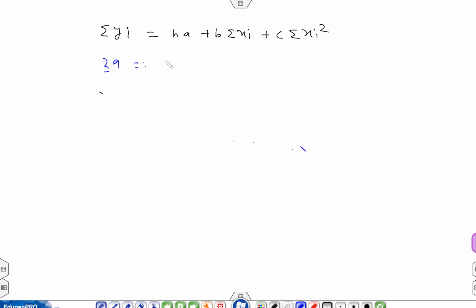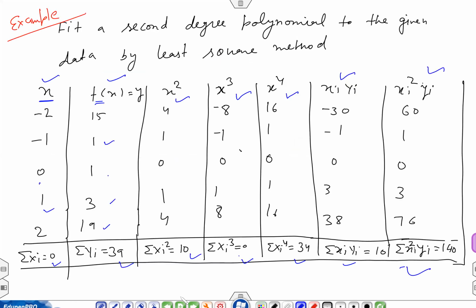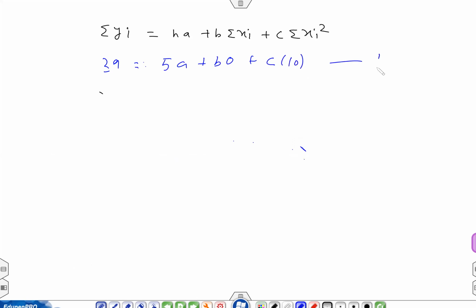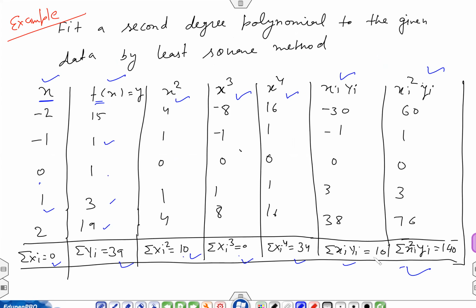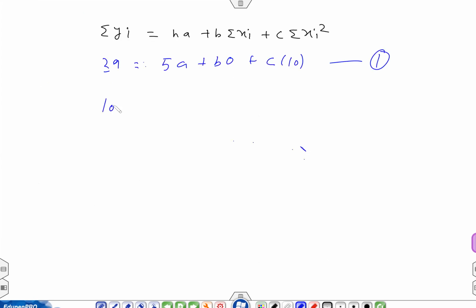39 equal to na. How many data points are here? 5. So 5a plus b summation of xi plus c summation of xi square. Summation of xi square is what? That is 10. So this is equation number 1. Second equation will be what? Second equation is summation of xi yi. Summation of xi yi is what? This is 10. So 10 equal to a summation of xi plus b into summation of xi square.